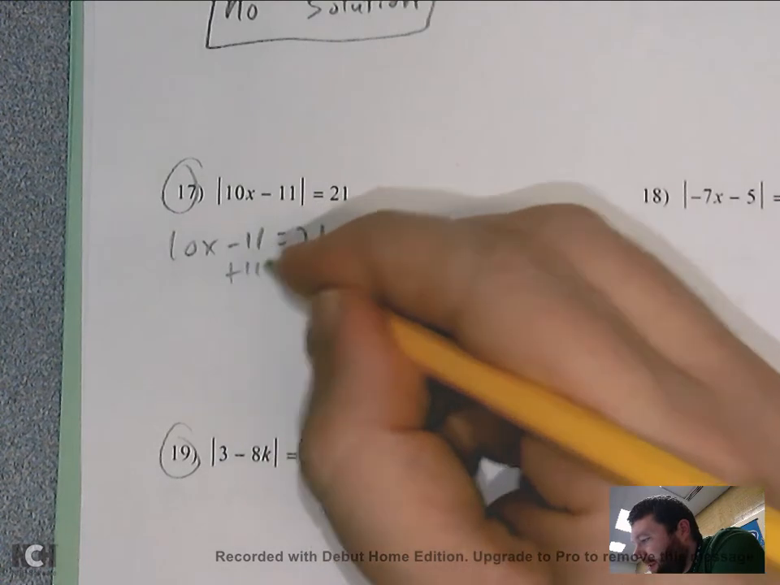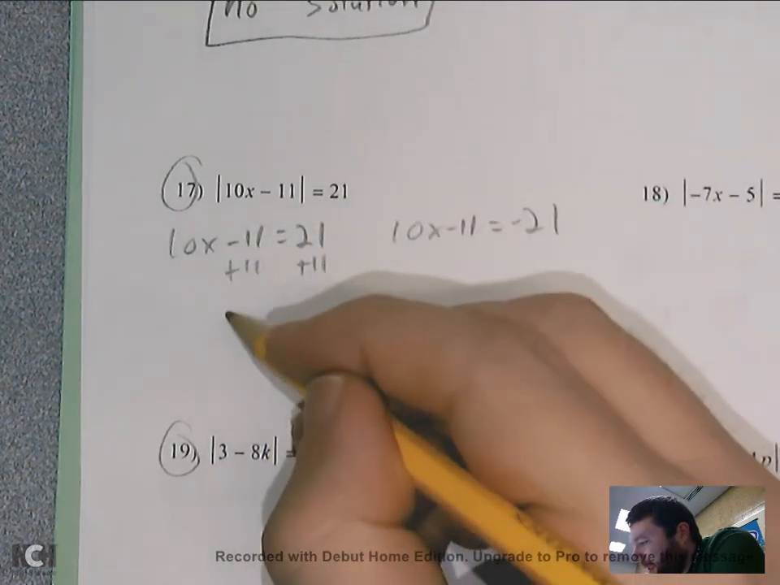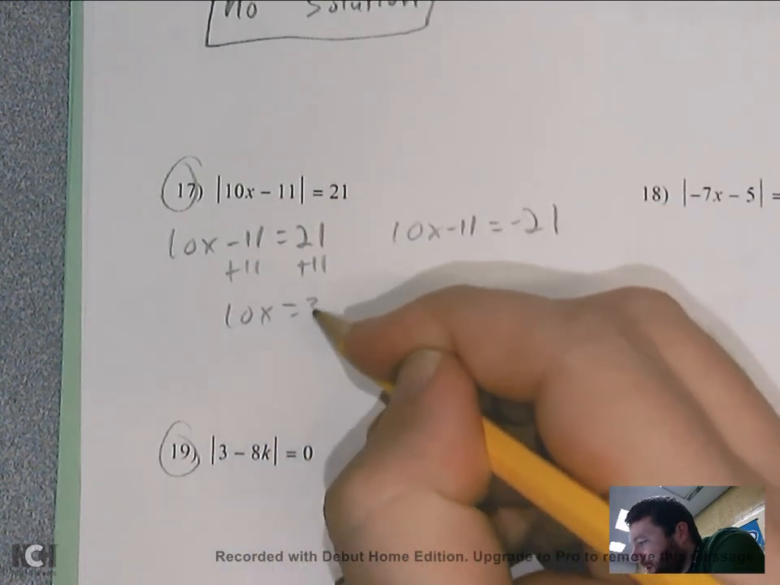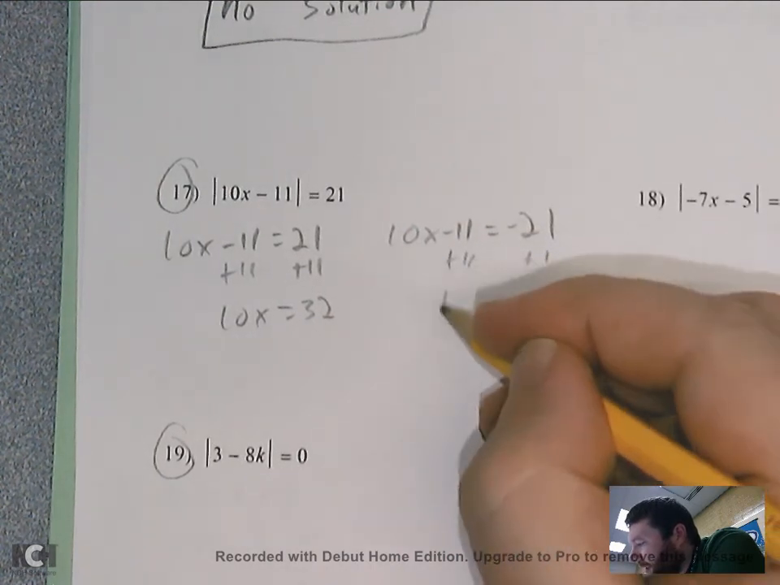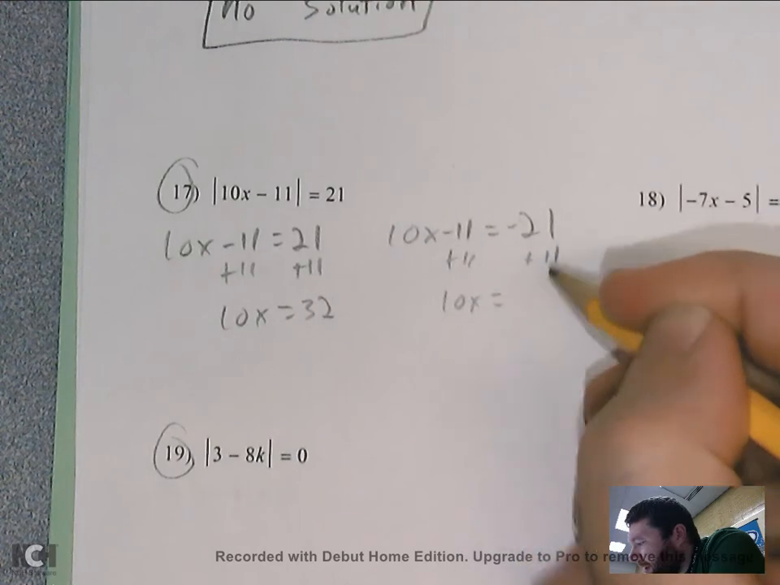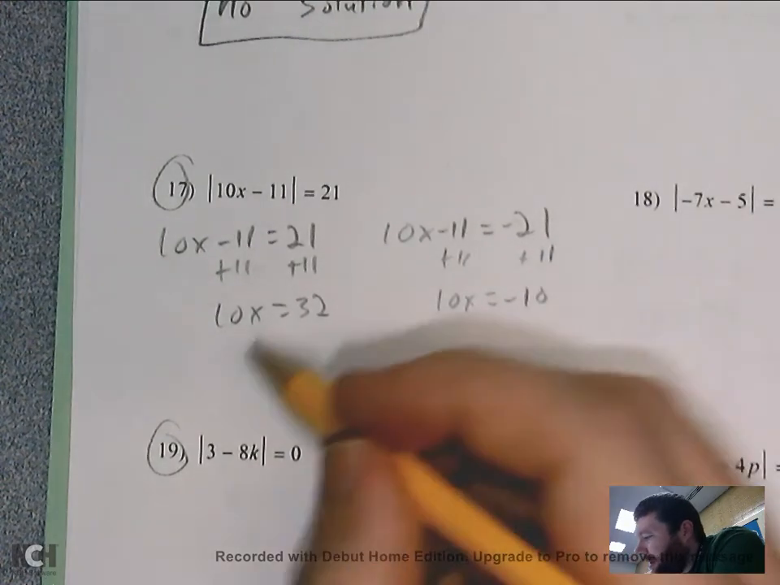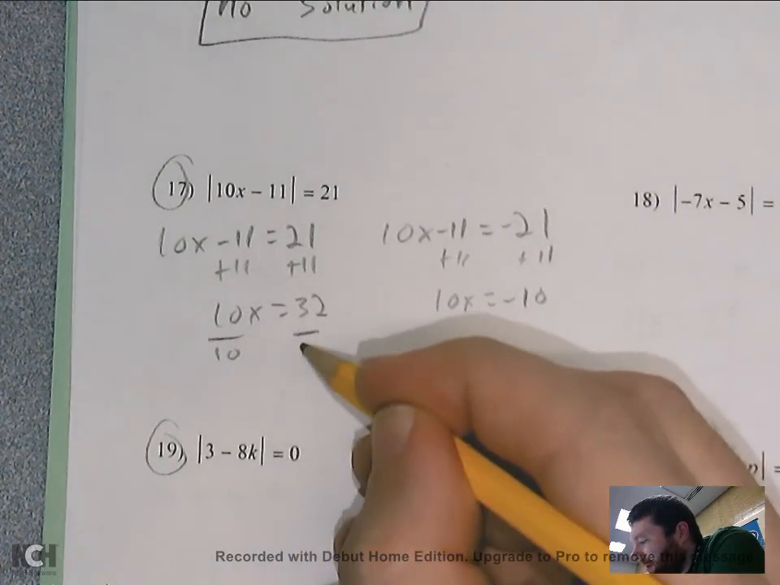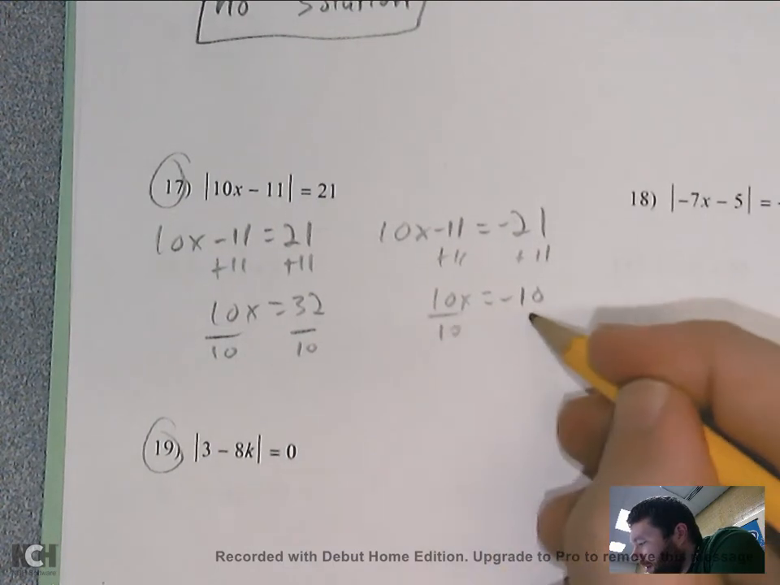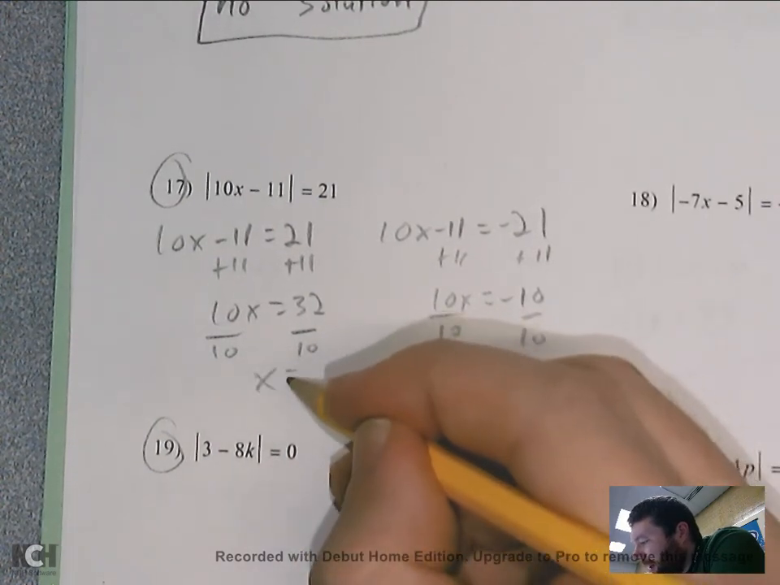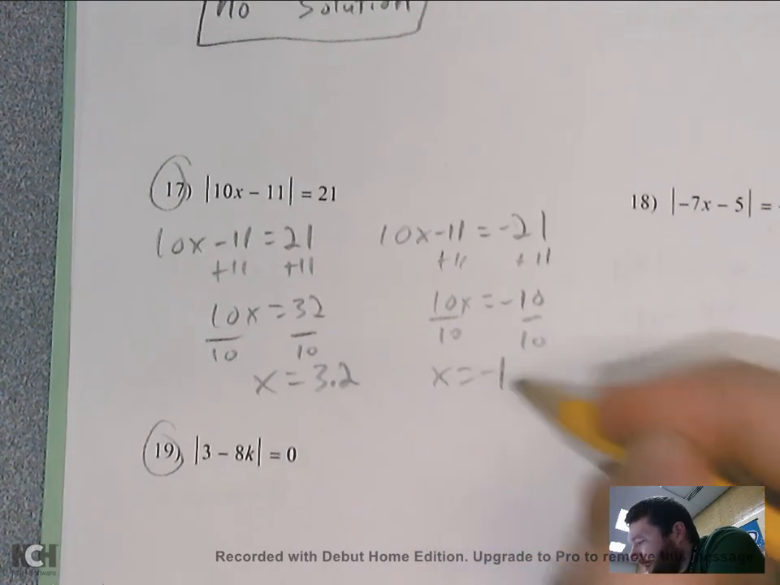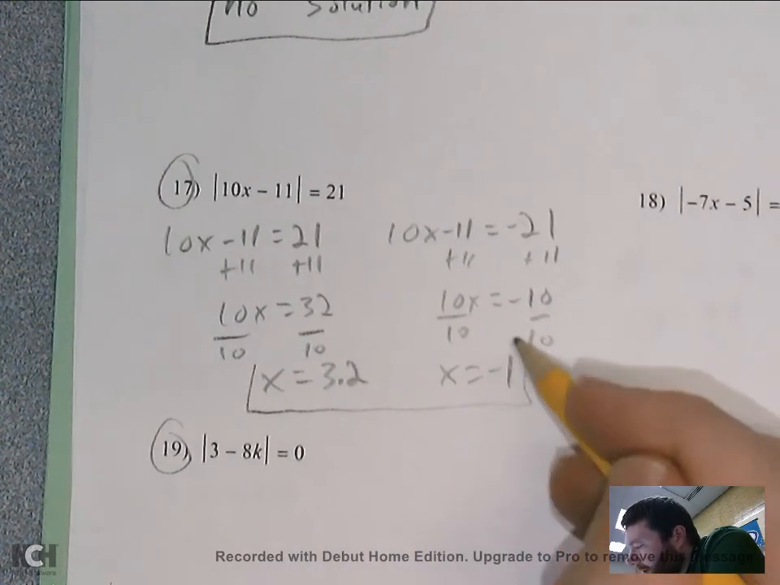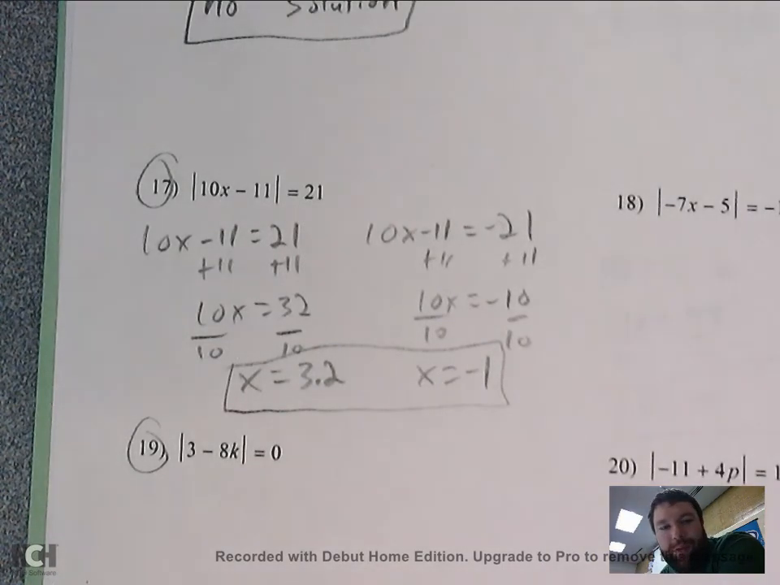We'd add 11. That gives me 10x is equal to 32. And add 11 gives me 10x is equal to negative 10. Divide by 10. And x is going to either equal 3.2 or x is going to equal negative 1. And those would be your answers. Okay, not too tough, right?